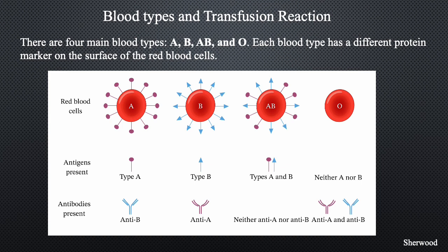So if a person with type A blood receives a transfusion of type B blood, their blood cells will see the B antigen as a foreign invader and will attack the red blood cells. This can cause transfusion reaction, which can be mild or severe, as I mentioned.